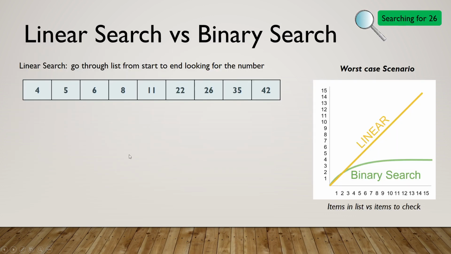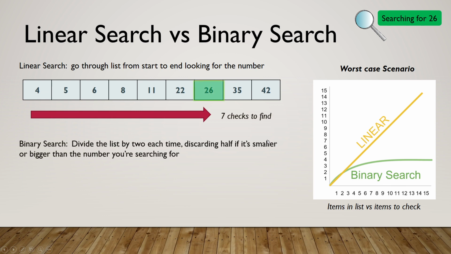Linear search versus binary search. Okay, we're looking for a number in a list. Linear search is when we go through the list one by one, from left to right, scanning for it. The result, at the worst case, would be we have to search the whole list to see if it's there. Okay, so we search for the list that way.